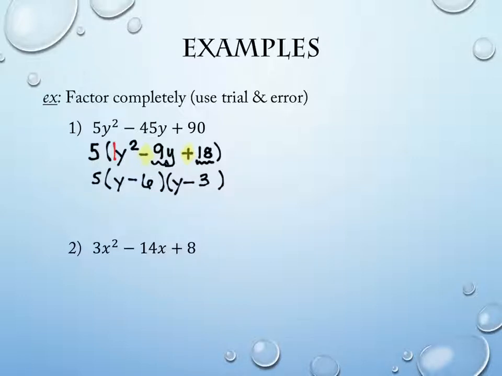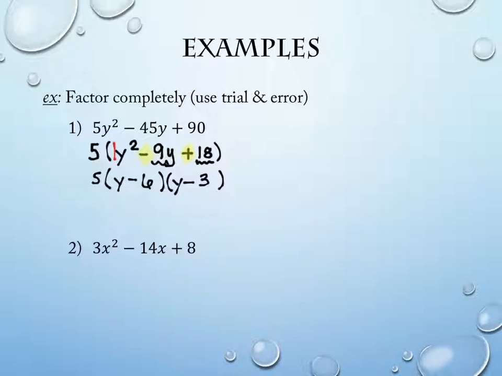And just as a reminder, we've talked about this before, but how could I know if I actually did it right? I could distribute all back out, right? Multiply everything back out, see that I really get 5y squared minus 45y plus 90 when I'm done, and I will. We did it right.